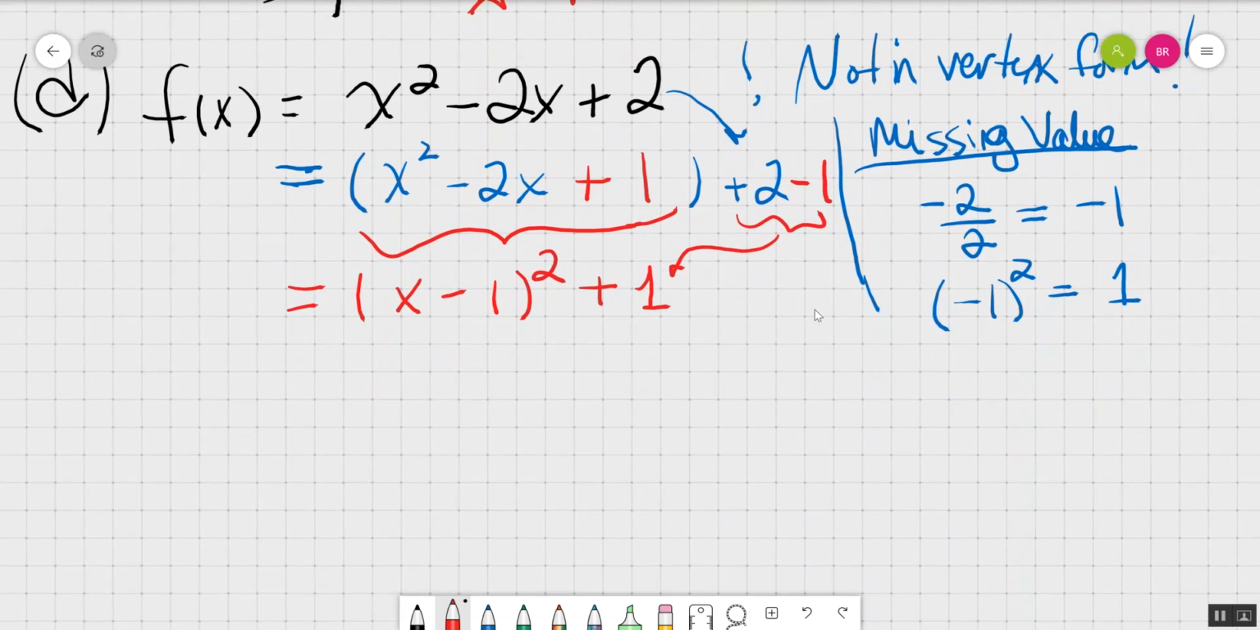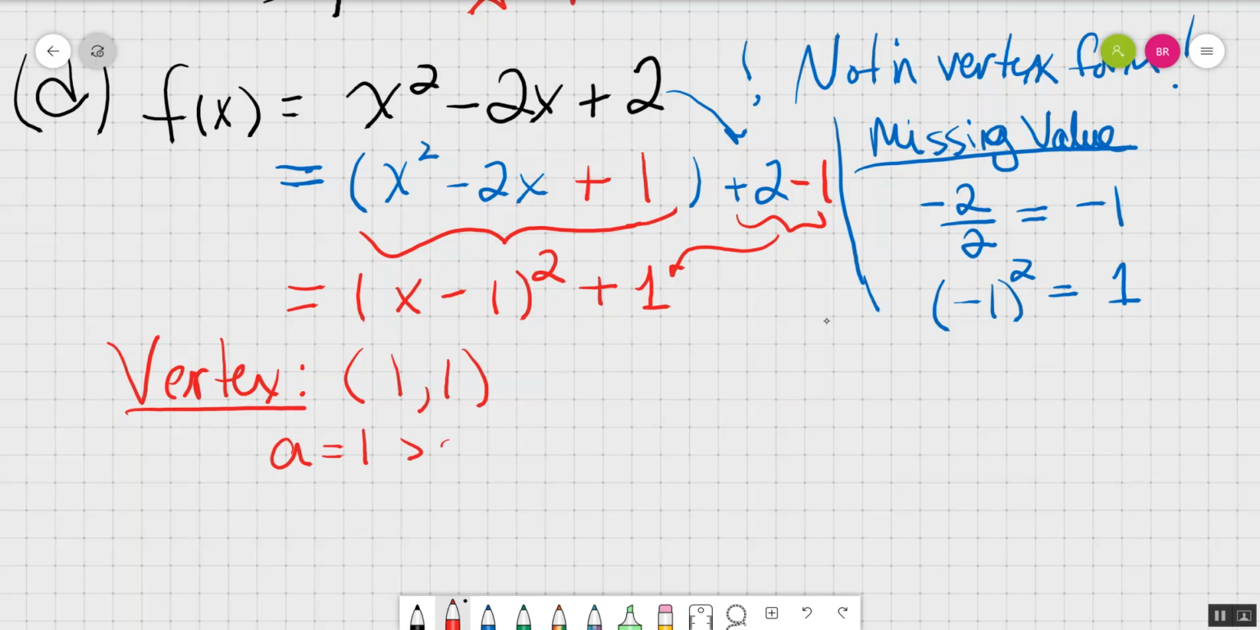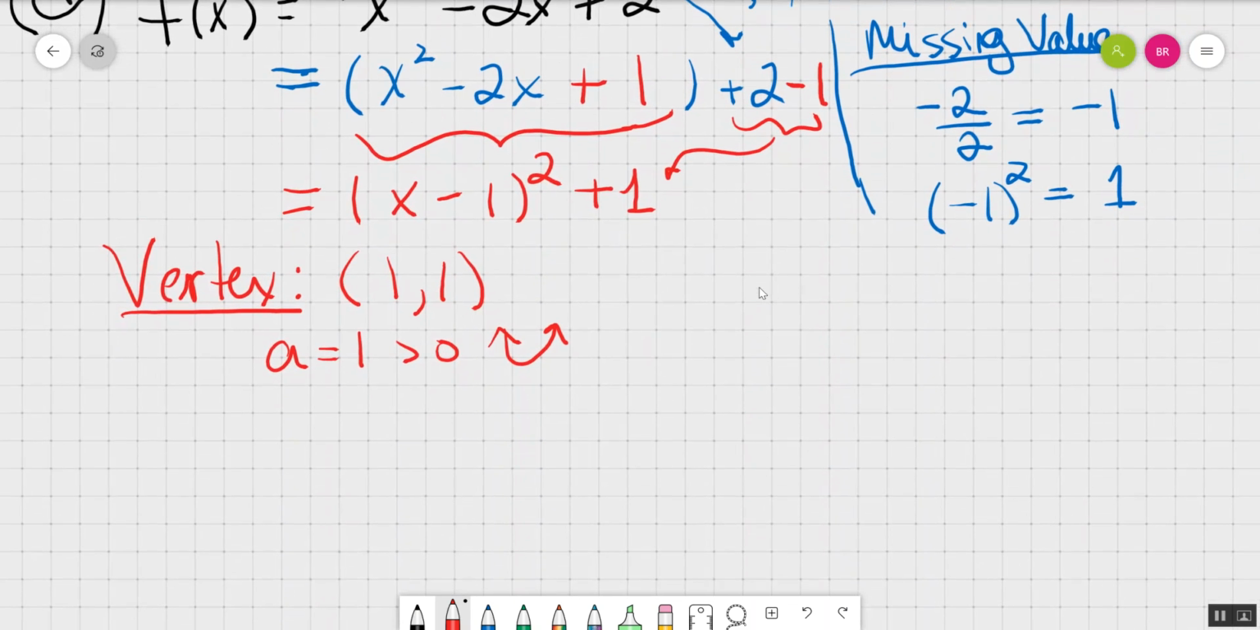Perfect. So now that I'm in vertex form, I can literally read my vertex right off this. My value of h is 1, and my value of k is also 1. Okay, that's a little unusual. My a value is also 1. Since that's positive, that tells me I open up, which is a good thing. Oh, I hate it when it grabs stuff on me.